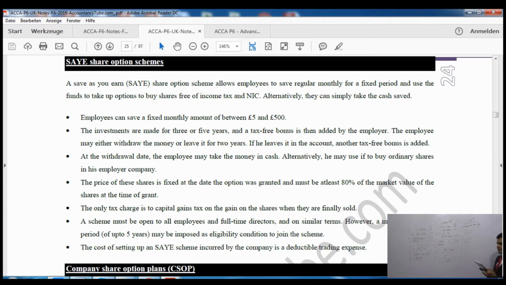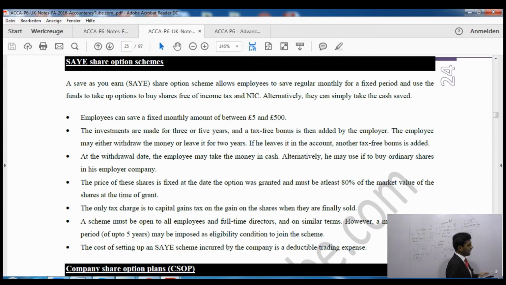So first scheme, a SAYE scheme, which I said, save as you earn scheme. The save as you earn share option scheme allows employees to save regularly monthly for a fixed period of time, and use the funds to take up options to buy shares free of income tax and NIC. So as I said, they can buy the shares free of charge. Free of charge means free of income tax and national insurance contribution. Alternatively, they can simply take the cash saved. So whatever amount they have saved, they're not bound to buy the shares.